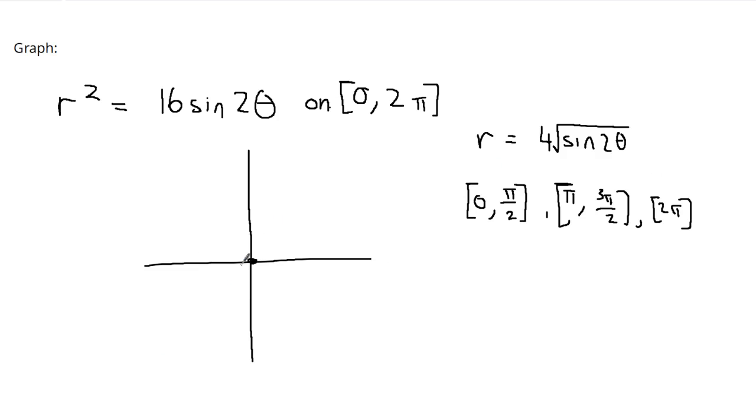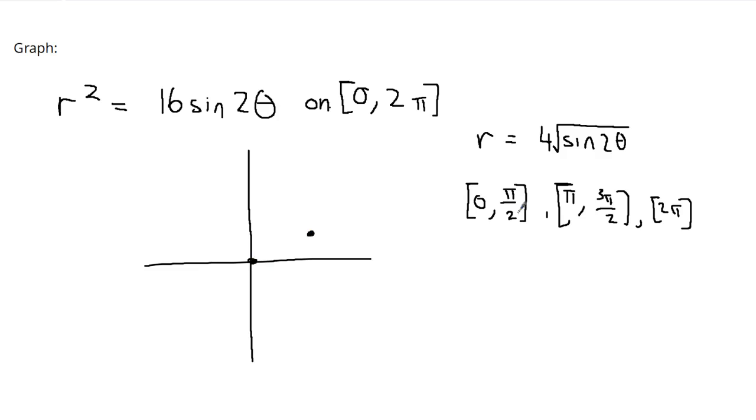Okay, so when you have them move up from 0 to, let's say, pi over 6, you'll have pi over 3 in here. Sine of pi over 3 is square root of 3 over 2. You'll have 2 square root of 2 for pi over 3, which is about right here.